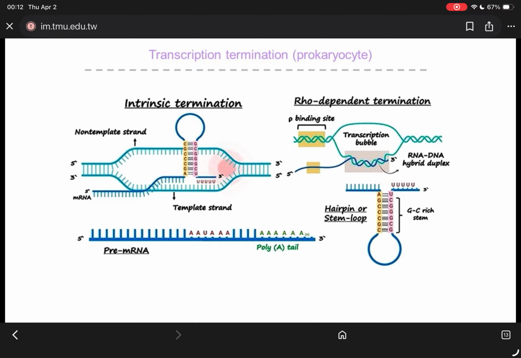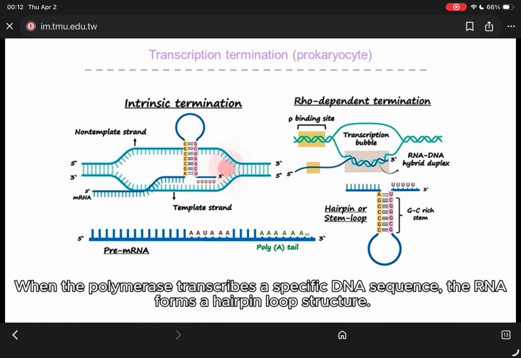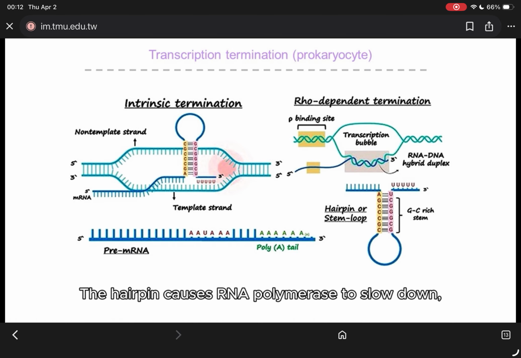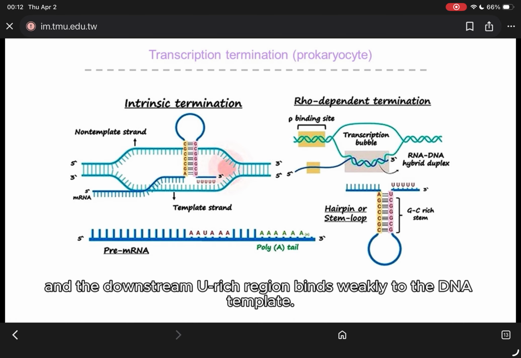How does this work? It relies on the structure of the RNA. When the polymerase transcribes a specific DNA sequence, the RNA forms a hairpin loop structure. Immediately following the hairpin is typically a stretch of uracil (U) residues. The hairpin causes RNA polymerase to slow down, and the downstream U-rich region binds weakly to the DNA template.